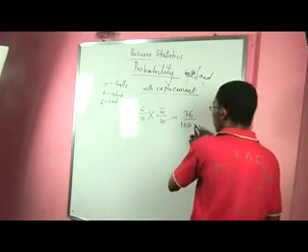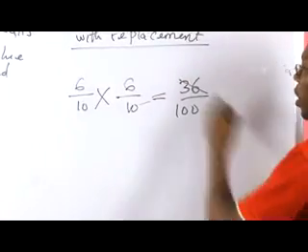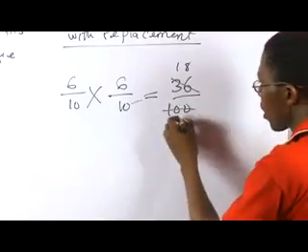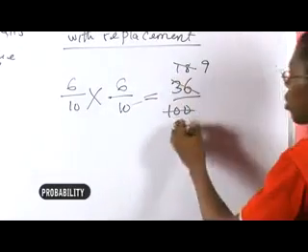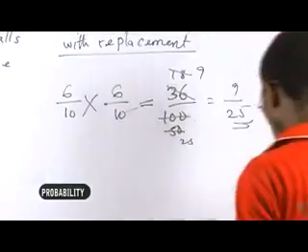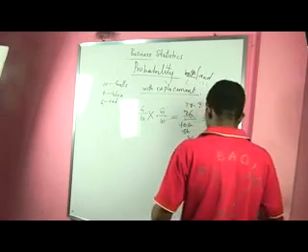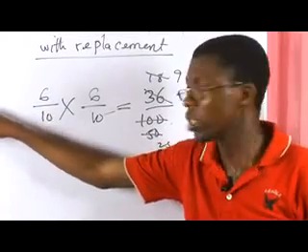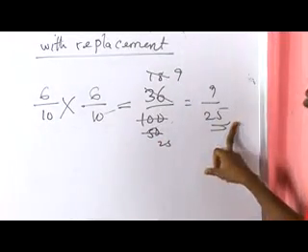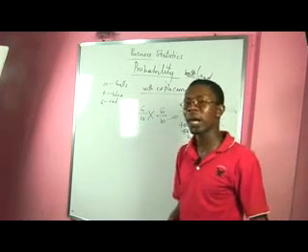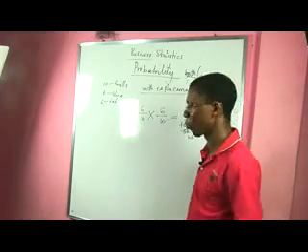So what can go in these two? 2 can go here, so it will be 18. 2 here, 50. 2 here, 9. 2 here, 25. So we are going to have 9 out of 25. So the probability of picking the first ball and the second ball to be red is 9 out of 25.